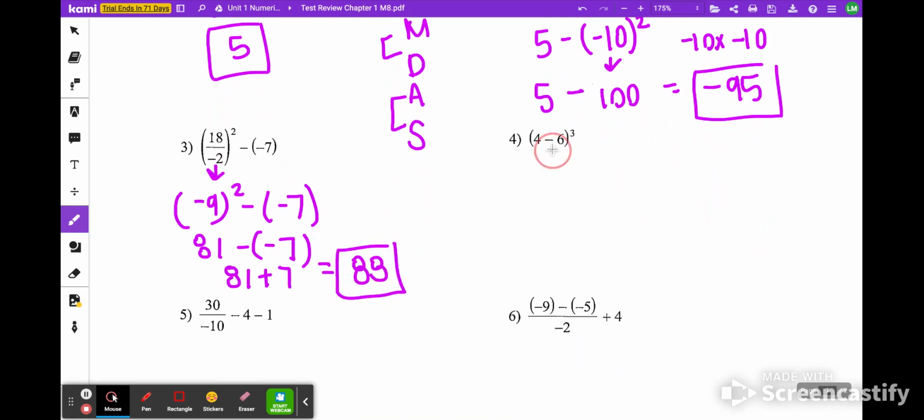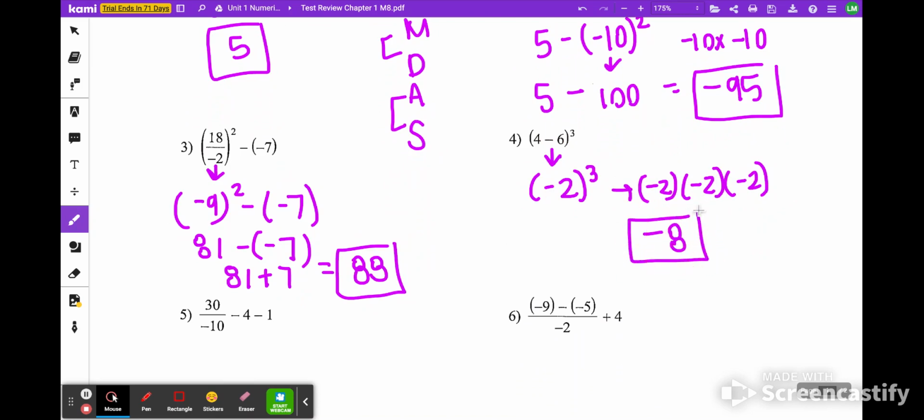Number 4, again, using that parentheses first. 4 minus 6 is negative 2. And then negative 2 to the third power just means negative 2 times negative 2 times negative 2. That will give us a negative 8 for number 4.